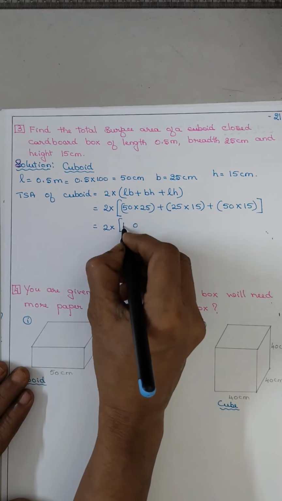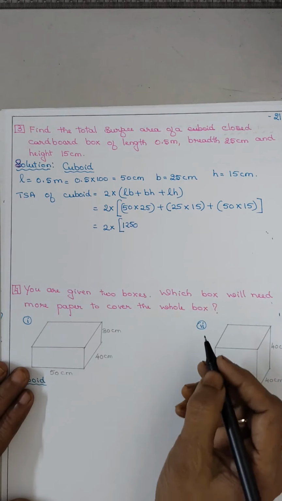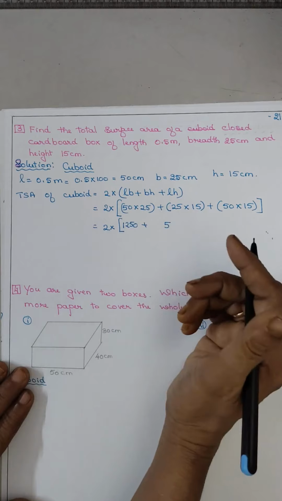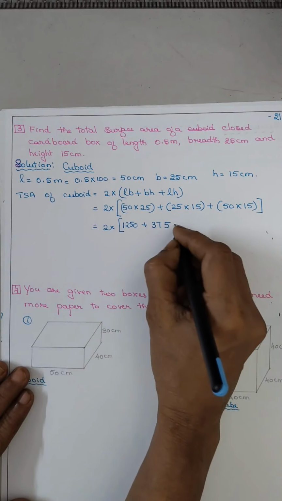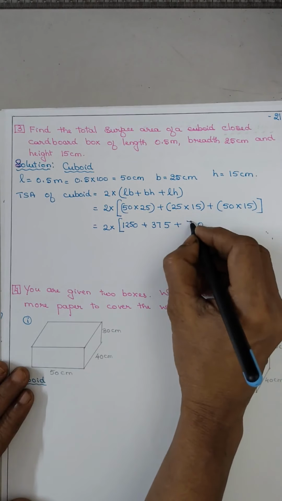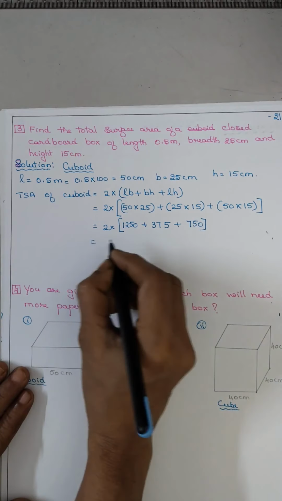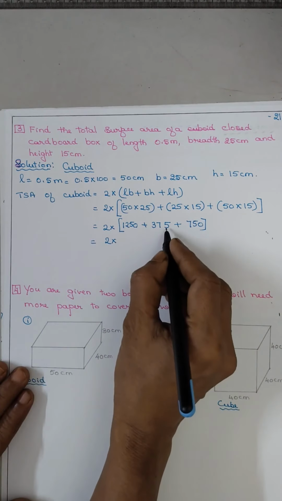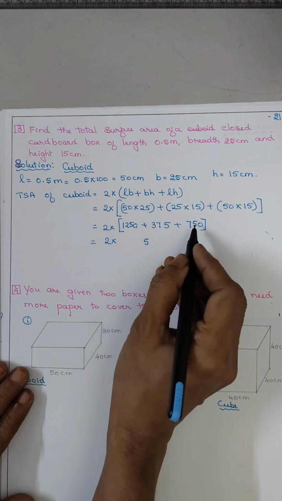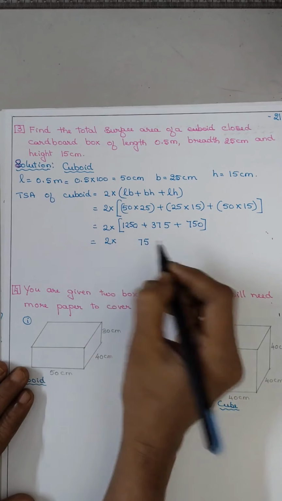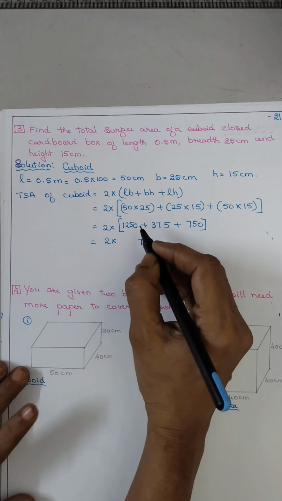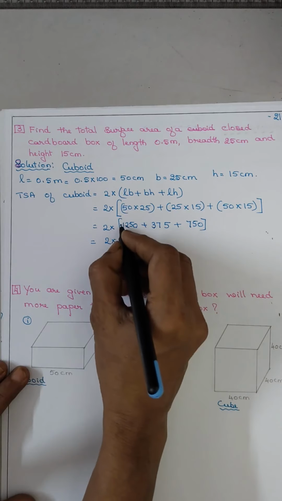0, 25 5s are 125 plus 15 5s are 75, 15 2s are 30 plus 7, 37, 0, 15 5s are 75. It is 2 into 0, 5, 0, 5. 5, 5, 10, 7, 17, 1. 7, 3, 10, 12, 13. 1 plus 1, 2.